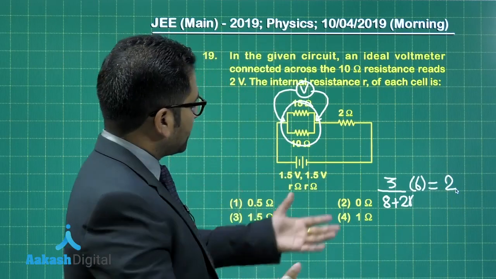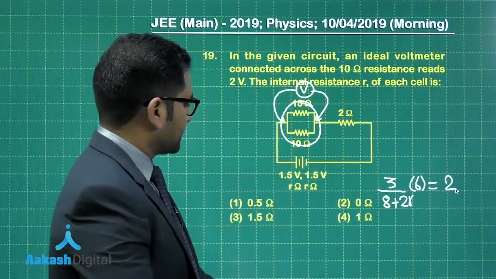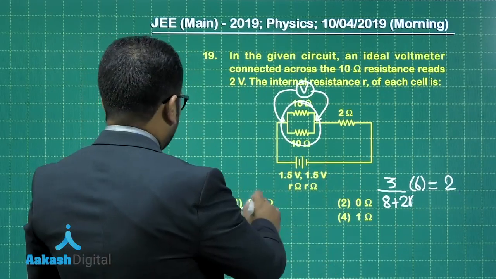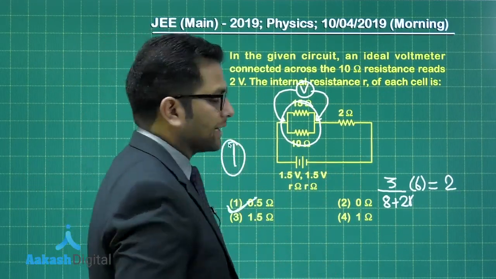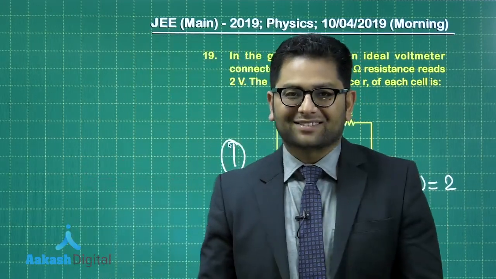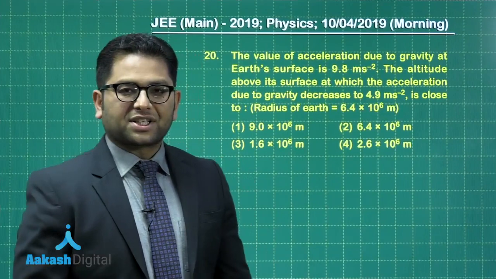So that's a part, and you calculate the internal resistance, that will be 0.5 ohm. That's so visibly clear. Option number 1 would be the correct one. Should we move to question number 20? Yes, please, let's do. Question number 20, from gravitation.